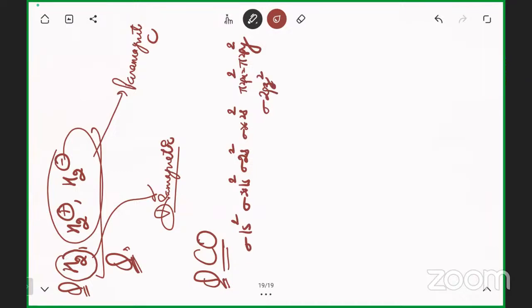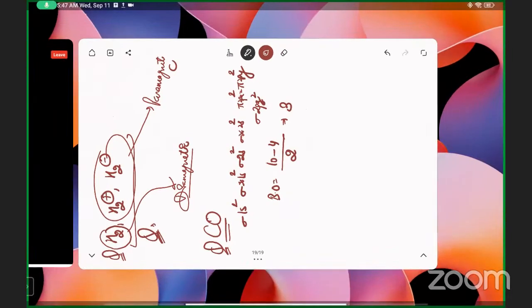Okay. Calculate bond order now. 10 bonding minus 4 anti-bonding, divided by 2, that is equal to 3. Yes. This much is clear? Yes, sir.